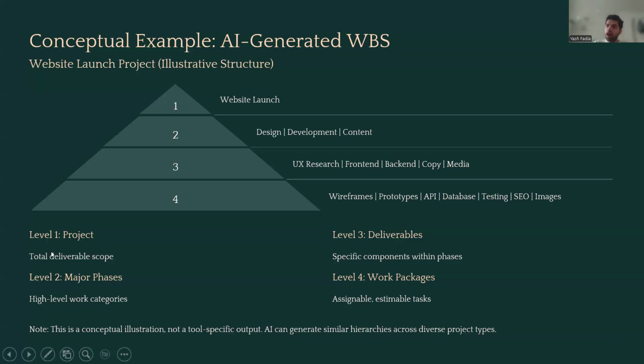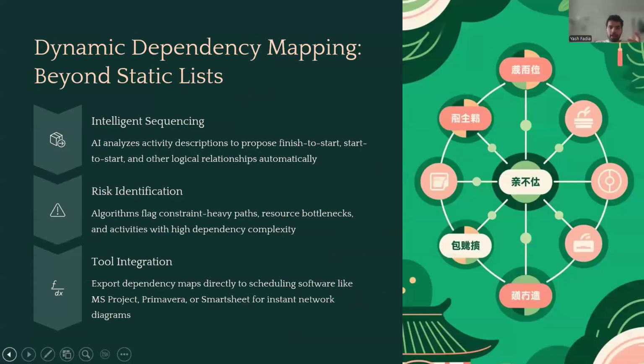So moving on, now this is one part of that work breakdown structure, which is the activities. But what is also important is mapping out the dependencies, which AI can do intelligently. It analyzes the description of activities to propose lags, which is finish to finish, start to finish, and other logical relationships based on its experiences and its training data sets. It can identify risks. It can suggest when paths should be made parallel versus sequential, and also look into that critical path analysis aspect.